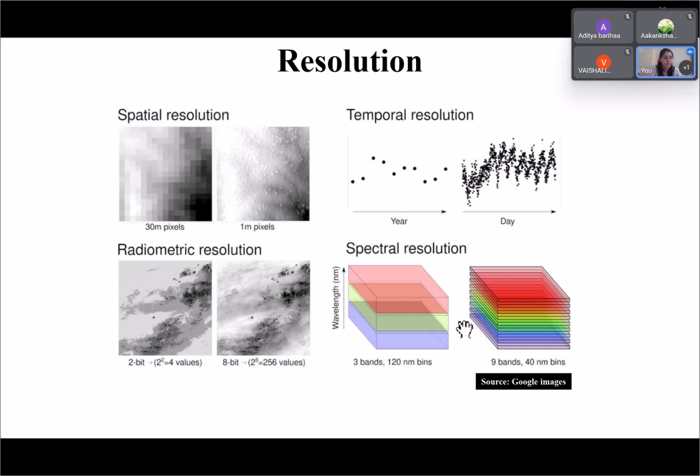these different categories. Last is radiometric resolution, which is basically the number of different intensities of radiation that the sensor is capable of distinguishing. So it's basically about how much of the radiation the sensor can detect.